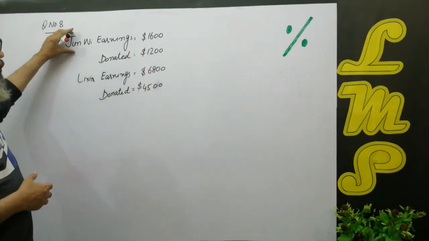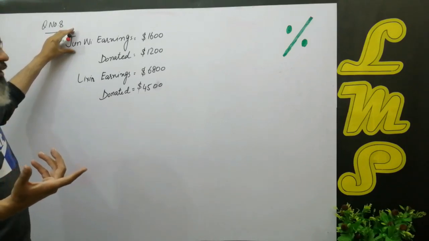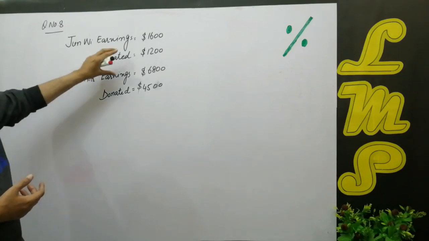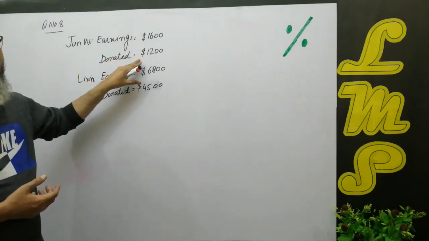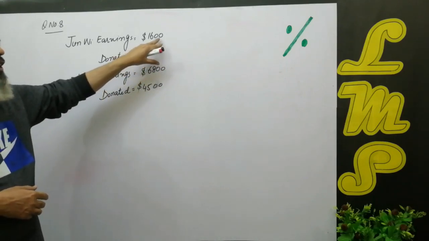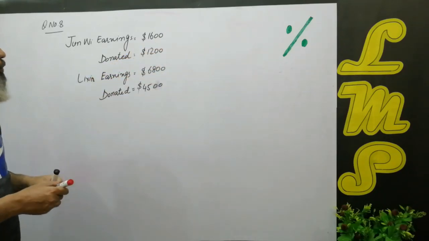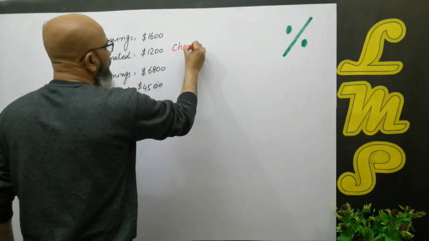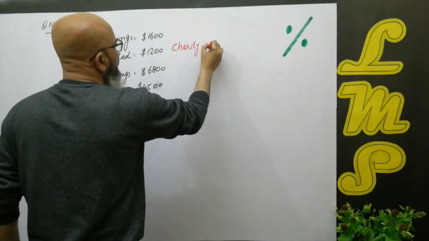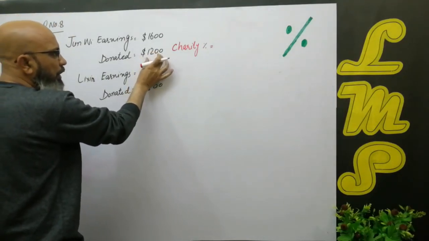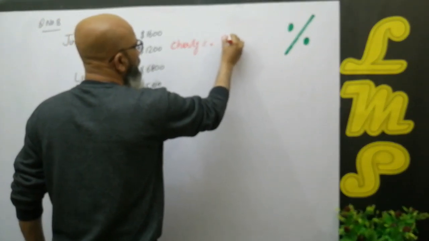Is it John Wayne's sharing that is greater or Lixon's sharing that is greater? So simply we have to find their percentage of charity. So what did he donate? He donated 1200, and what is his total amount? That is 1600. So what will be his charity percentage? So we will write simply here, charity percentage of John Wayne. What he donated or gave to charity, that is 1200, and his total amount is 1600.